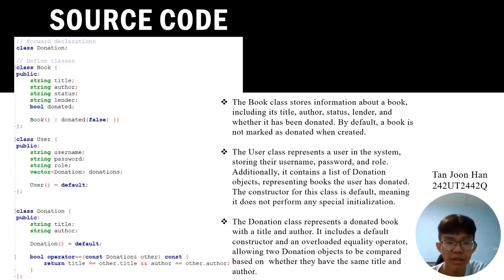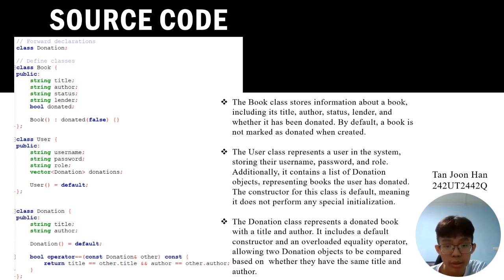At the beginning, we create three classes: book, user, and donation, which together represent a simple library or book donation system. The book class stores information about book, including its title, author, status, lender, and whether it has been donated. By default, a book is not marked as donated when created.